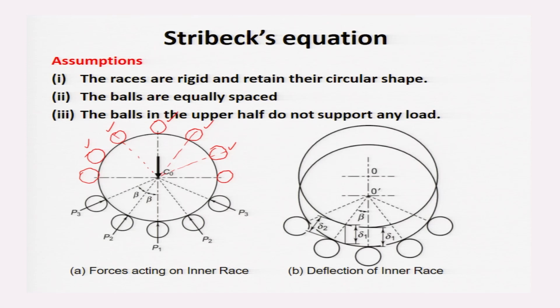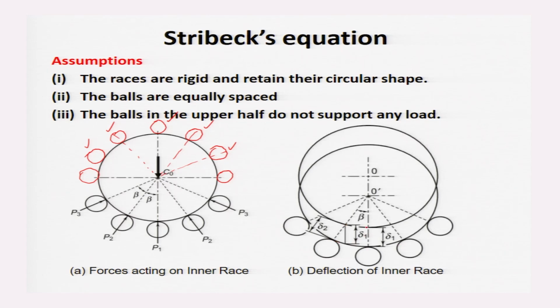Now, what happens is, due to this C0 load, C0 is the static load capacity, the maximum amount of static load that can be applied, and that will create some permanent deformation, a small amount of permanent deformation at the heavily stressed point of contact. Then let the deformation in the heavily stressed ball be delta 1 and on the adjacent ball delta 2.